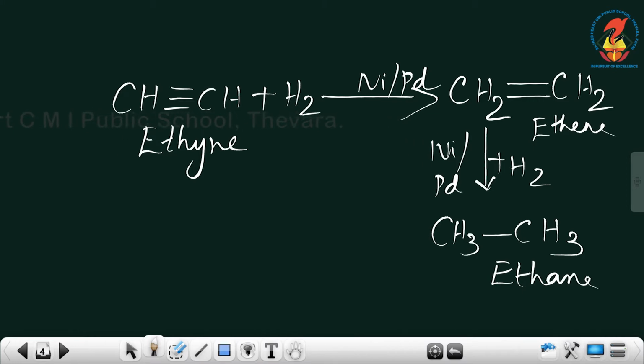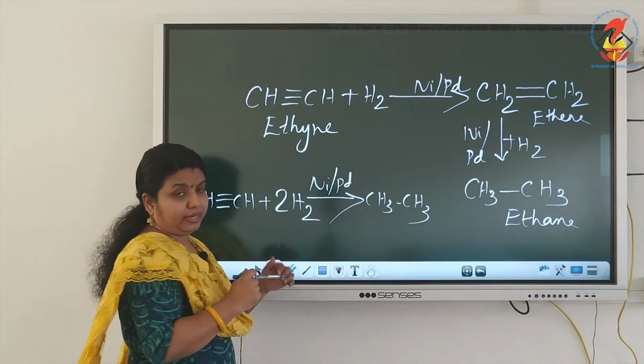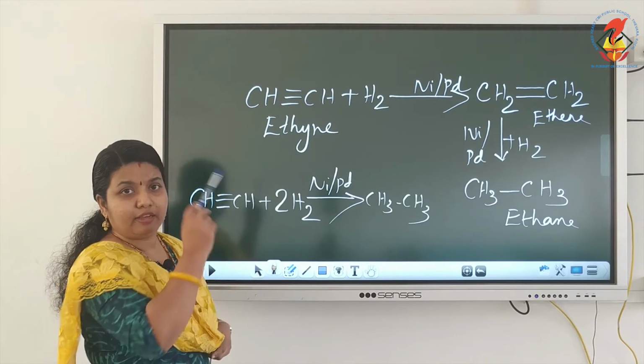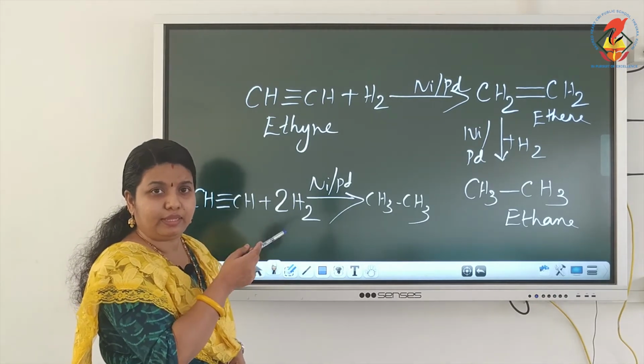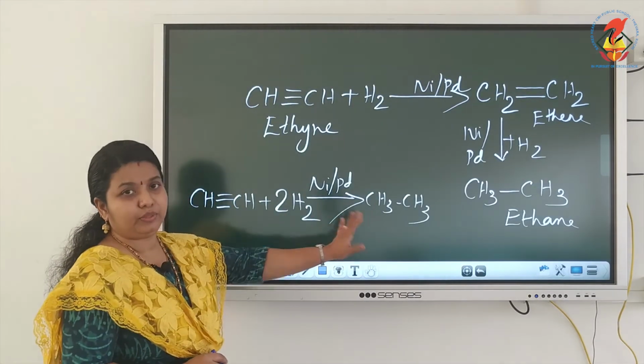How can you write this reaction in a single step? CH triple bond CH plus 2H2. First step one hydrogen molecule is added, second step also one hydrogen molecule is added. So, two hydrogen molecules in presence of nickel or palladium, directly you will get CH3 CH3. So, overall reaction in a single step when you write plus 2H2. Actually, it is a stepwise reaction. First step, ethyne gets converted to ethene, then ethene to ethane. So, in a single step, ethyne to ethane.